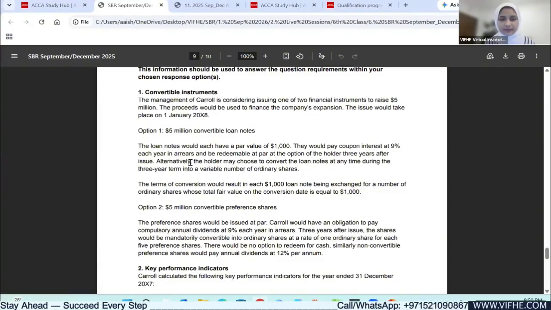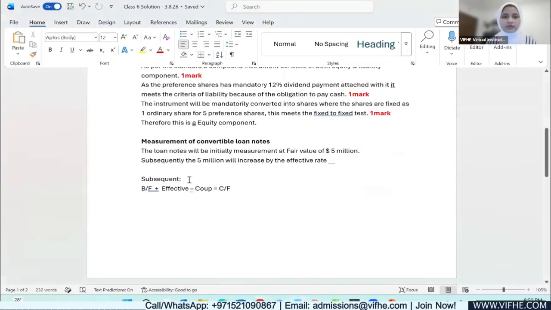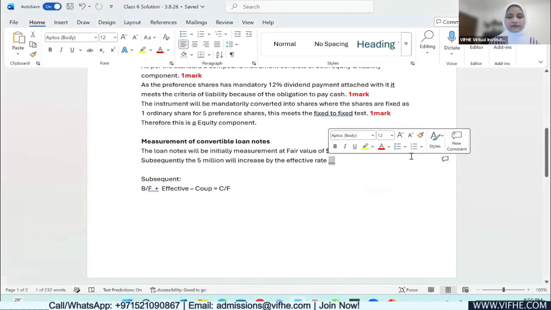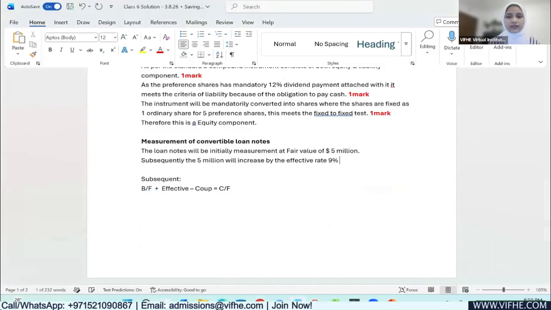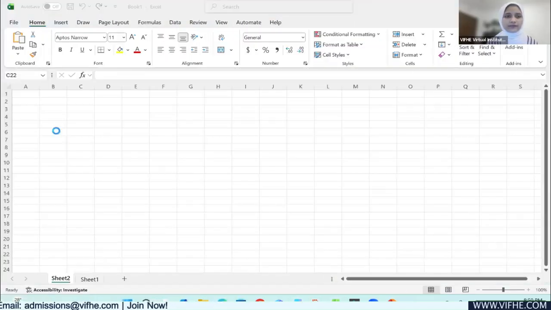They would pay a coupon of 9% each year annually, and there's no effective rate given. So if there's no effective rate given, then the coupon and effective would be the same. So effective rate 9%, which will amount to, so 9% on the 5 million will amount to how much?